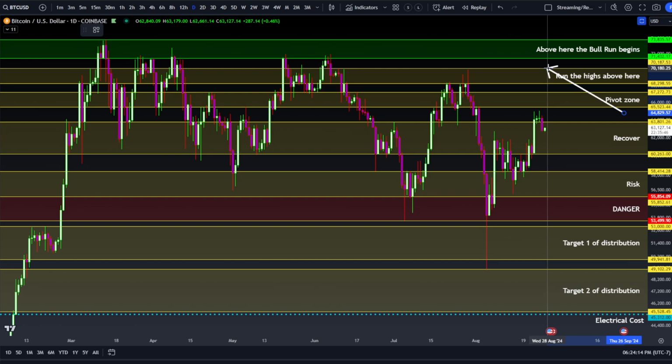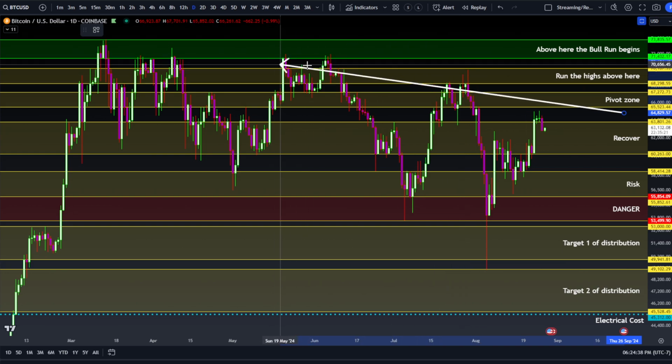Anywhere above there, I am looking for it to take out this lower high, which is not just a daily lower high at $70,000, but it is also a weekly lower high, and we do need to see the weekly close above there to break the weekly downtrend. So while Bitcoin might be in a daily uptrend, it's still in a weekly downtrend. So we need to see $70,000 regained and closed above on a weekly time frame.